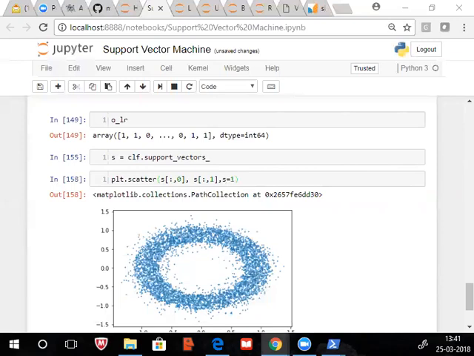Okay, so let me do one thing. I'll handle it in support vector. You can mention that classes are balanced or imbalanced, class weight.